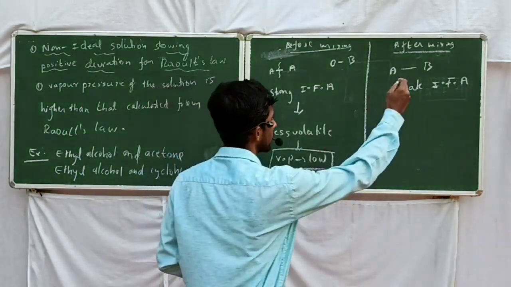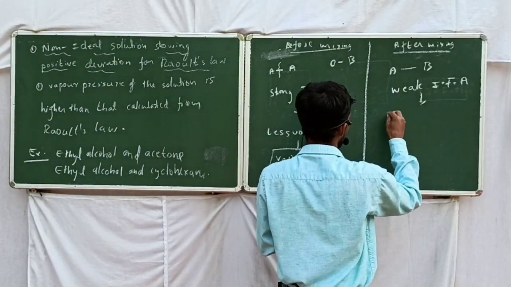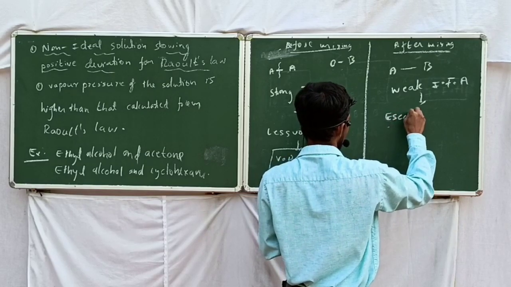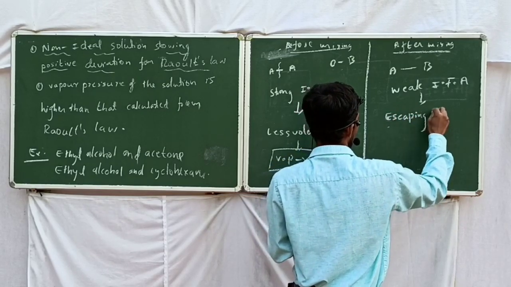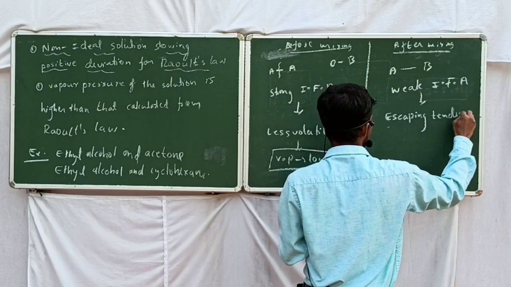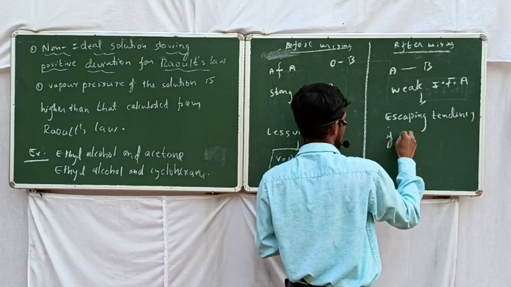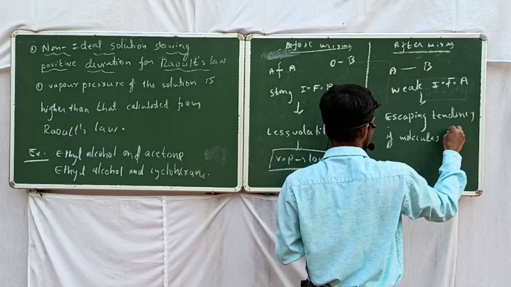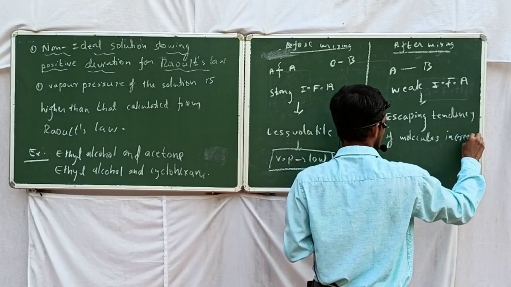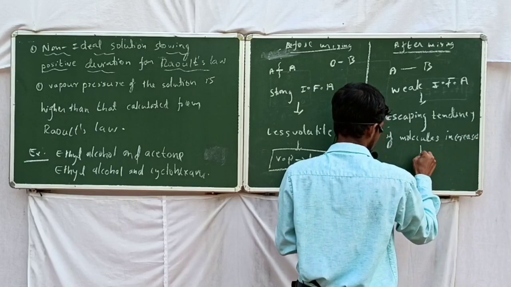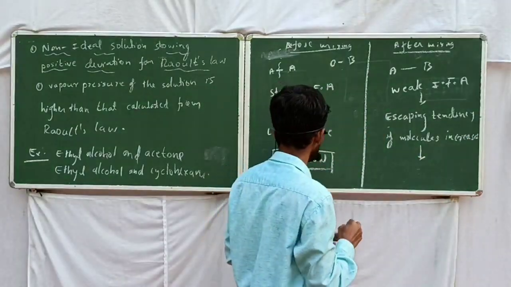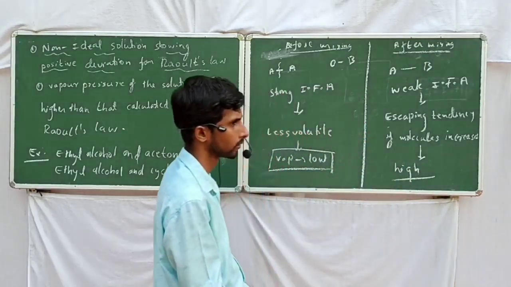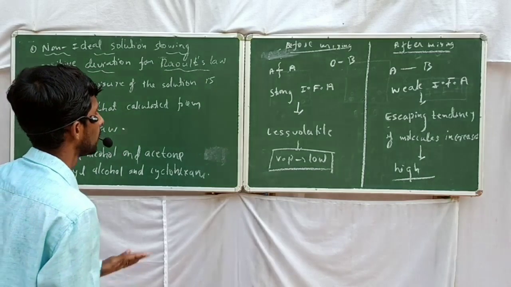So here, weak intermolecular force of attraction, so the escaping tendency of molecules increases. So the vapor pressure of the solution is higher than that calculated by using Raoult's law. Yes, remember that point.